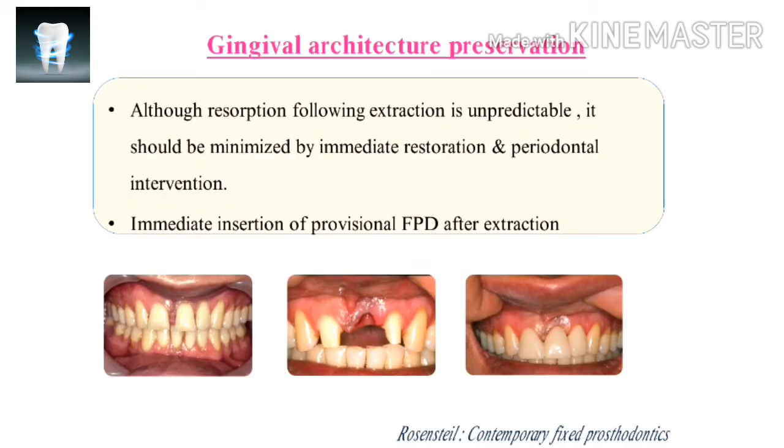Denture preservation. Although resorption following extraction is unpredictable, it should be minimized by immediate restoration and periodontal intervention. If soon after extraction a provisional FPD is inserted, it will preserve the gingival architecture.